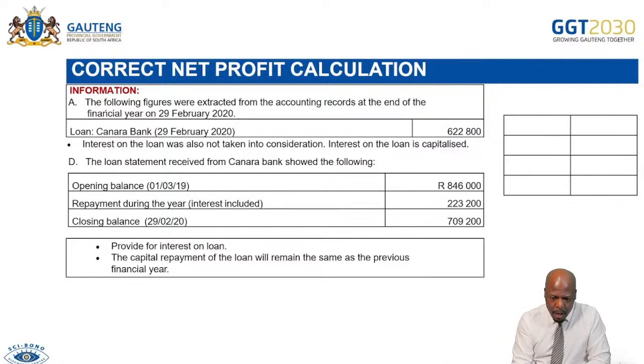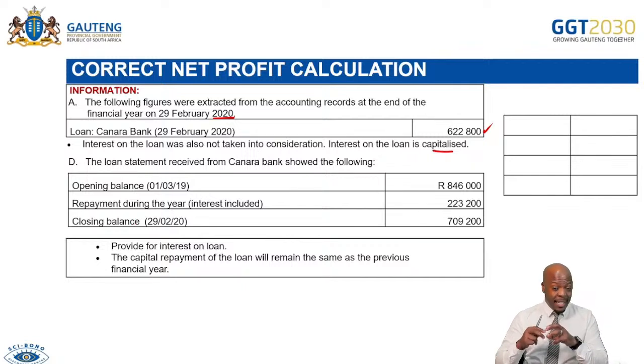The second one reads, The following figures were extracted from the accounting records at the end of the financial year. So remember, our financial year ends on 29 February 2020. Loan, Canara Bank, and the loan is 622,800. Then we are told, interest on loan was also not taken into consideration. Interest on loan is capitalized. The loan statement received from Canara Bank showed the following, okay? And then provide for interest on loan. So remember here, we are doing the correct net profit calculation. We are going to calculate the interest on the loan. There is a calculation that we have started from grade 10. From grade 10, we've done this calculation. In grade 11, we did it again. And this year, I know you have done this calculation. I'm going to do it again with you today so we can see if we're able to get this interest on the loan. Are you ready?